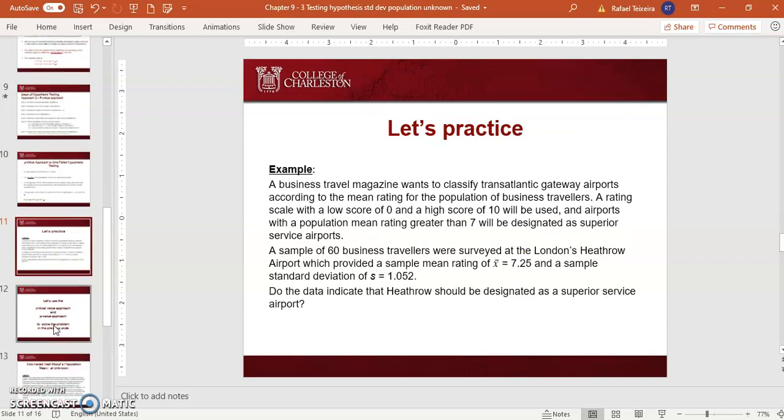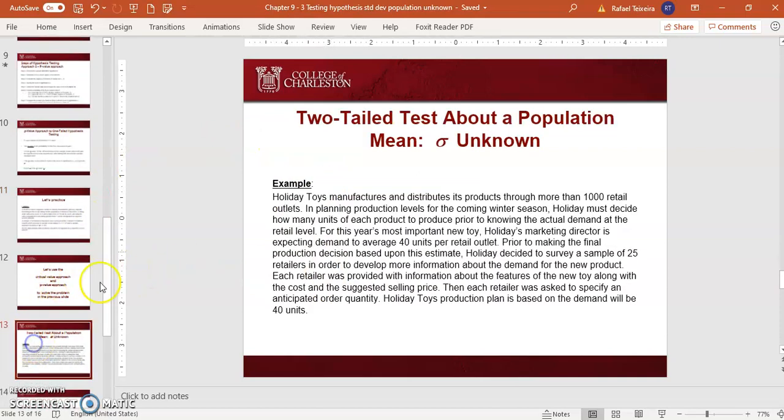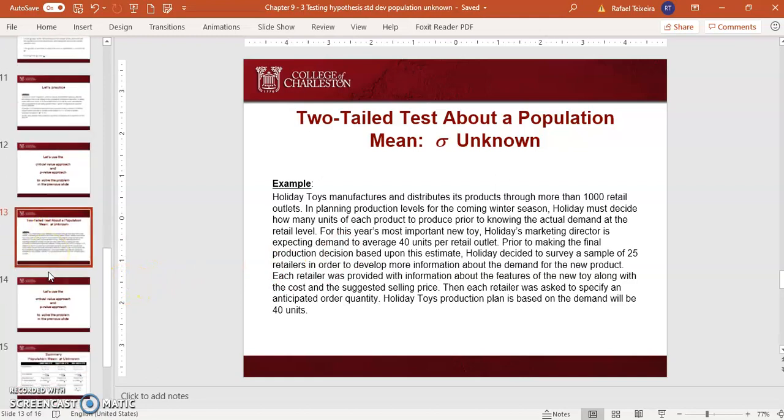Okay, so I'm gonna stop here and show you how to solve this full problem in Excel and also this other problem in Excel, and that's it.